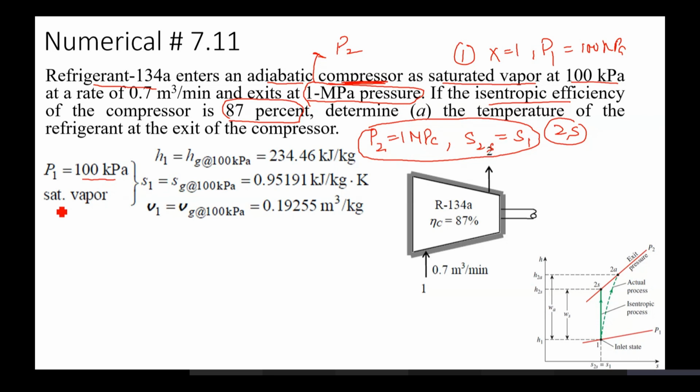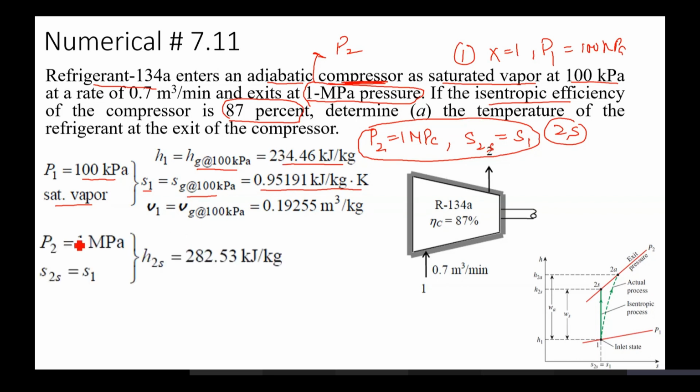For 100 kilopascal saturated vapor, H1 is equivalent to Hg at 100 kilopascal. You have found it out. S1 is Sg at 100 kilopascal. You have found it out. So for the inlet conditions, you have found out the entropy and enthalpy value. For the isentropic condition, you know 1 megapascal pressure and that the isentropic entropy is equivalent to the inlet entropy. You'll use these two properties to find out the isentropic enthalpy, which is H2S.